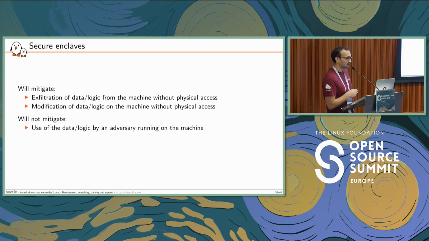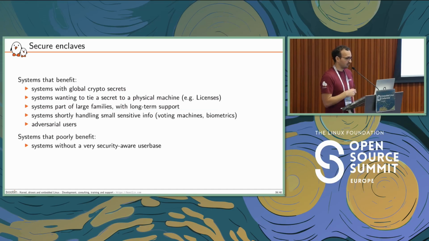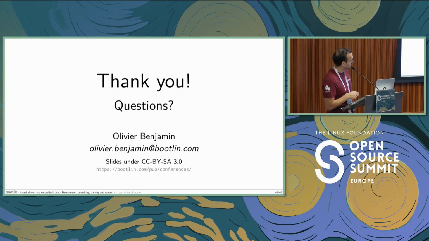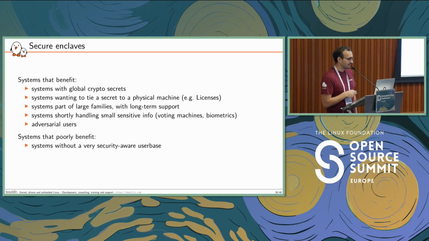So that's good, for instance, for licenses. That's typically one use case, or for biometrics. Essentially, you have either global crypto secrets that you want to protect on your systems, or you want to tie it to a physical machine, so in the case of licensing, or you handle small sensitive information that you can handle entirely in secure world. If you don't trust your users, that's also usually a big part of it. So this is useful for voting machines because they handle very small sensitive information, or for biometrics. This is where it's largely used in phones, for instance.